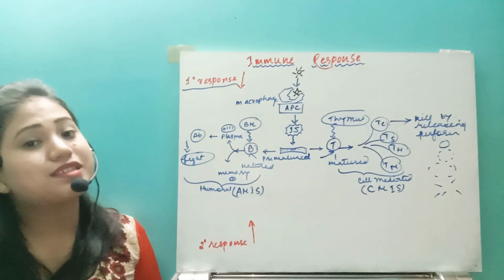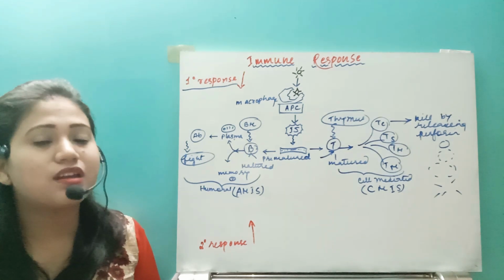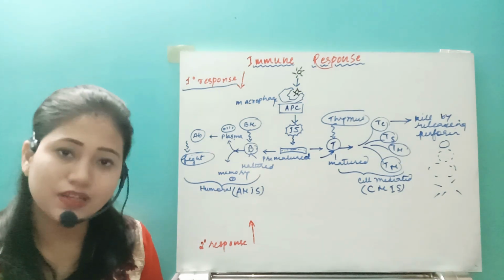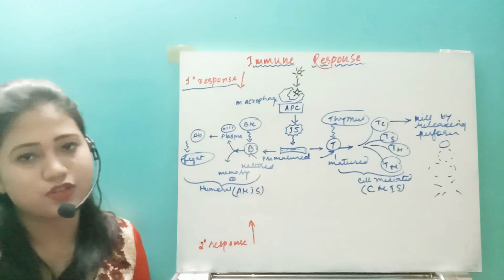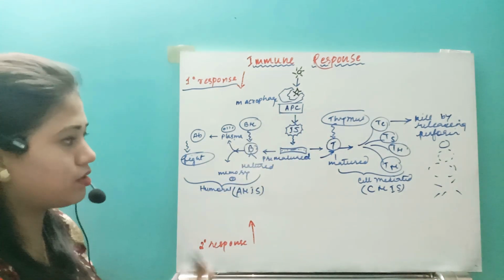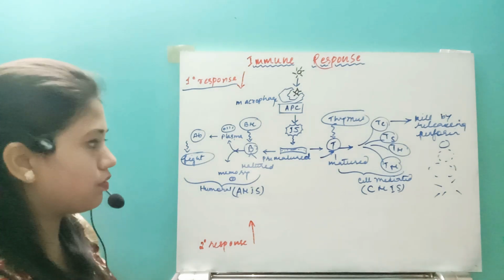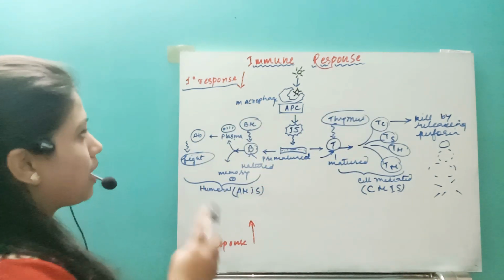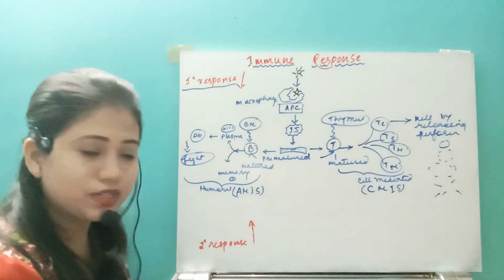But whenever the same pathogen enters the second time, we will not suffer. What is the reason? That is the secondary response. Now from this side we will see the secondary response. So we will draw with the black pen so that you can understand. This blue colored part will be the primary response, right?